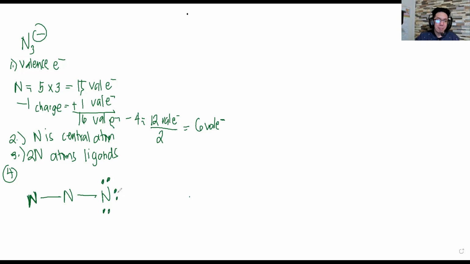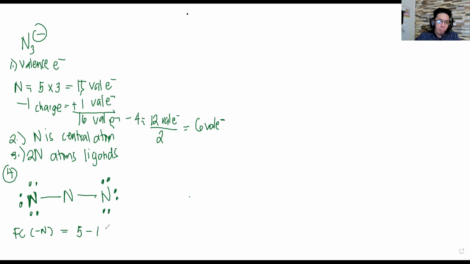2, 4, 6, 2, 4, 6, 8, 12, 14, 16. Okay, so we're seeing 16 na. And then this time, Josh, dito ka ngayon calculate ng formal charge. So shortcut, the formal charge dito sa single bond N, yung terminal, that will be group number 5 minus how many bonds?